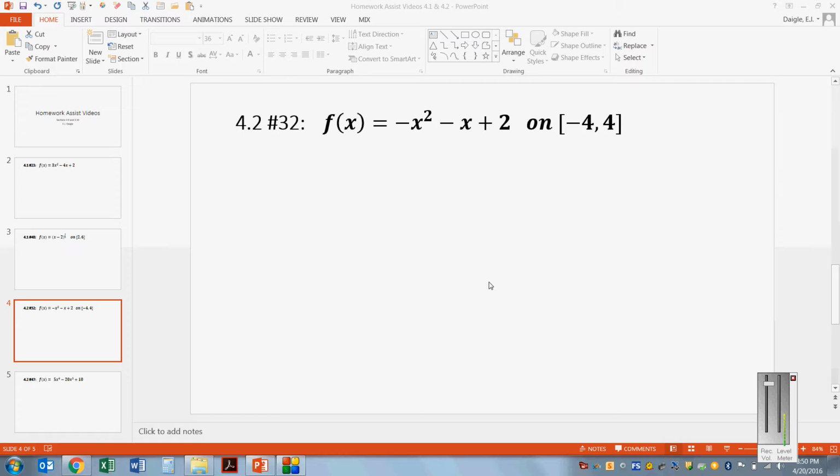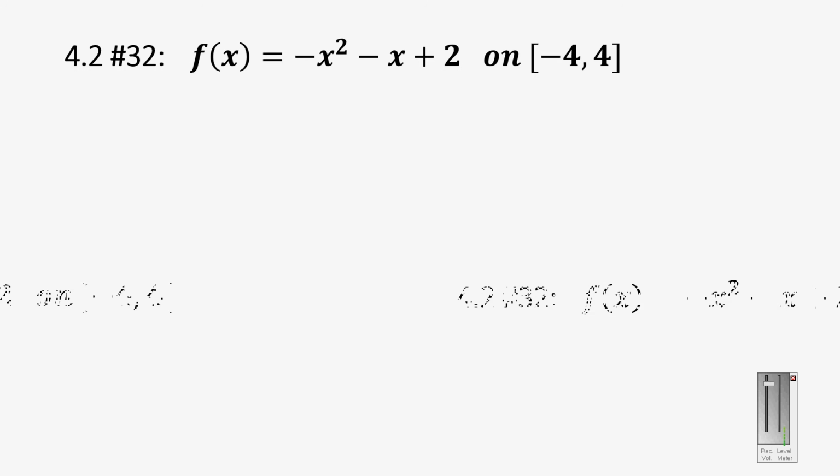All right, so flipping over to section 4.2, number 32. It says, locate the critical points of the given function. Use the first derivative test to locate the local maximums and minimums. And then C is identify the absolute minimum and maximum values of the function on a given interval when they exist.